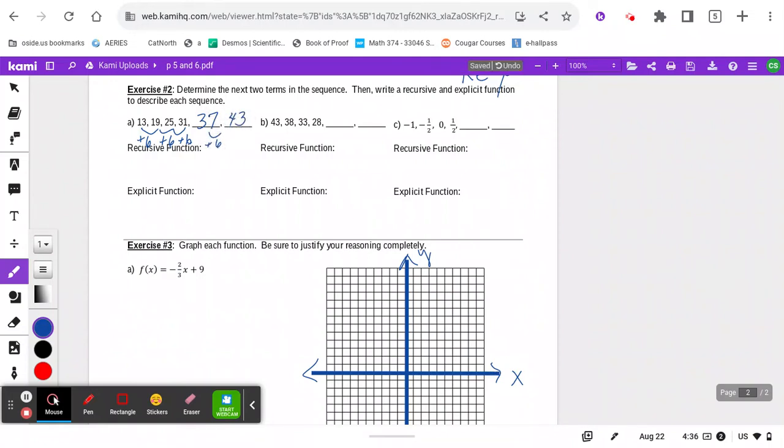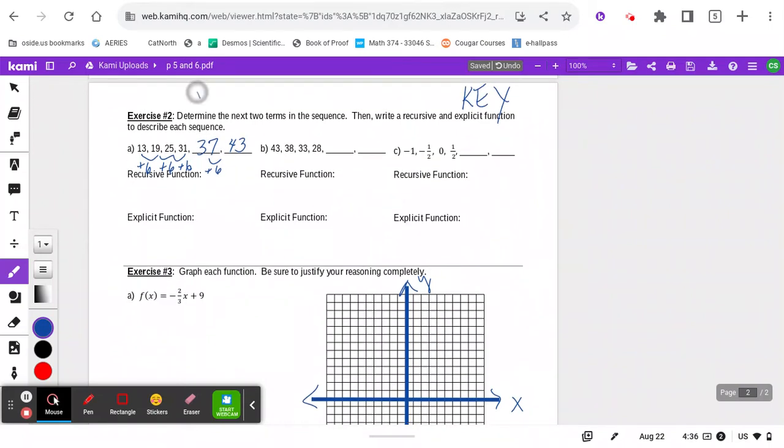Now the recursive, when it's not specified, all patterns are assumed times 1 unless otherwise told. That means I could make a little table here with a 1, 2, 3, 4, but it's times 1. Why is that important? Because in my recursive here, I'm going to begin with f of 1 equals 13, f of n equals f of n minus 1, and then the pattern of adding 6 each time.